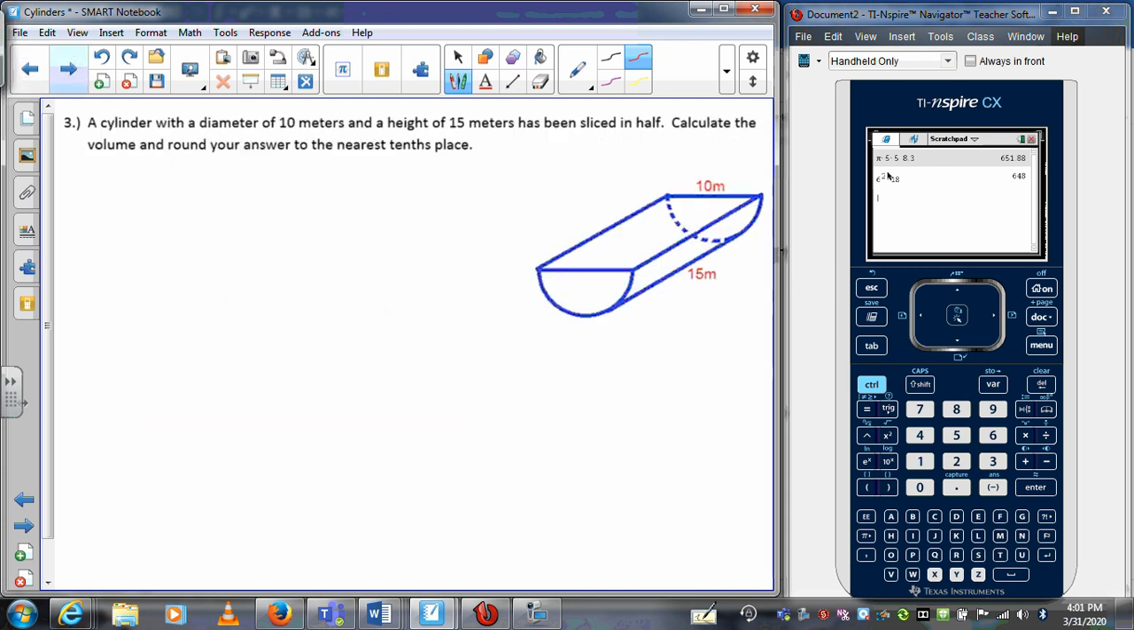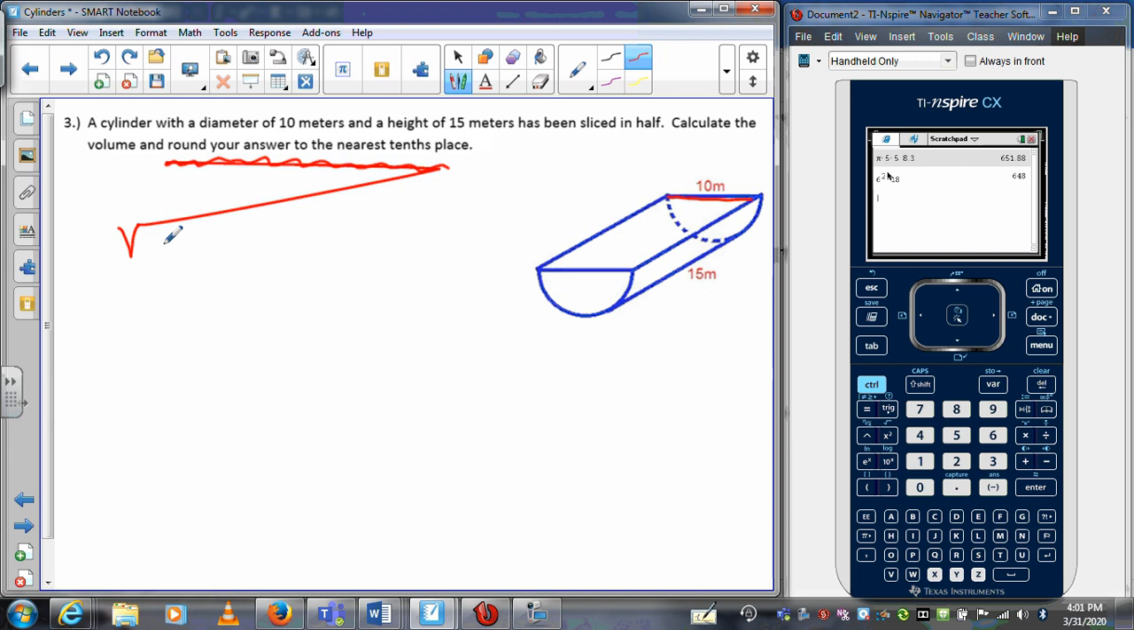I think we should. Oh, now this one's interesting. Here we have a cylinder that has a diameter of 10, meaning it goes all the way across, and a height of 15. But it's been sliced in half. Calculate the volume, and this time it says round your answer to the nearest tenths place. Okay, we can do this.